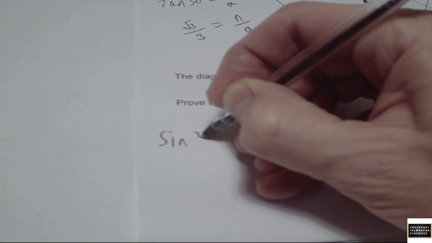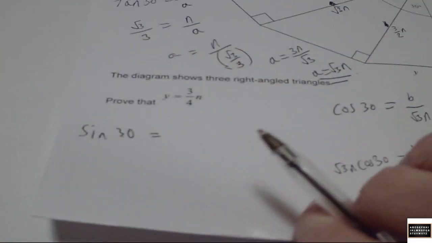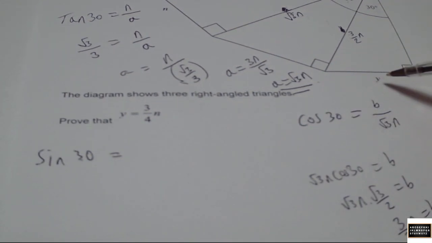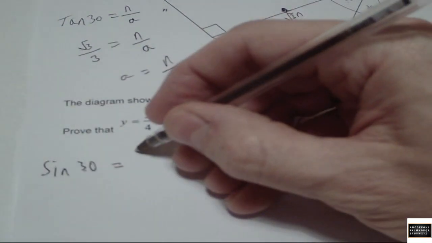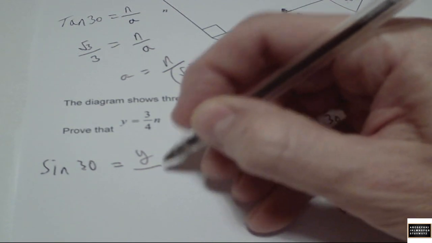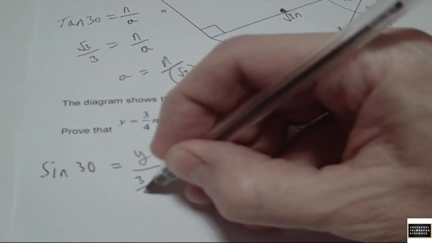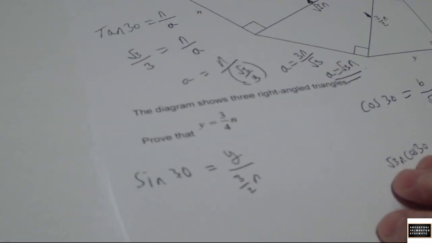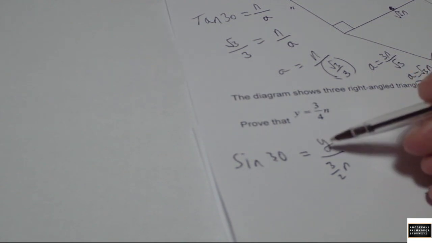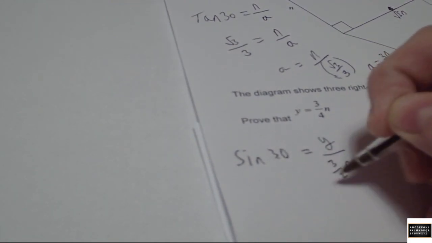So sine 30 in that last triangle is opposite over hypotenuse. The opposite, just going to show that real quick, the opposite was y. So y was the opposite here. So opposite over the hypotenuse, which here was 3 over 2n. It's quite complicated, and that's what I'm writing down there. And then I need to get an expression for y here. I've got to prove that y is 3/4 n. So let's just multiply this up first of all.